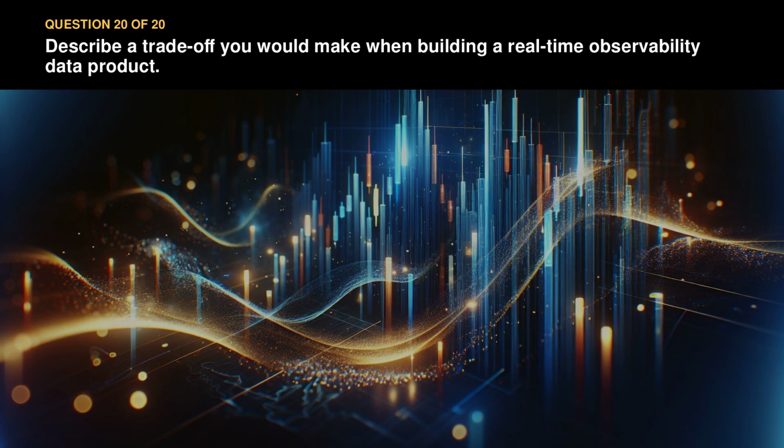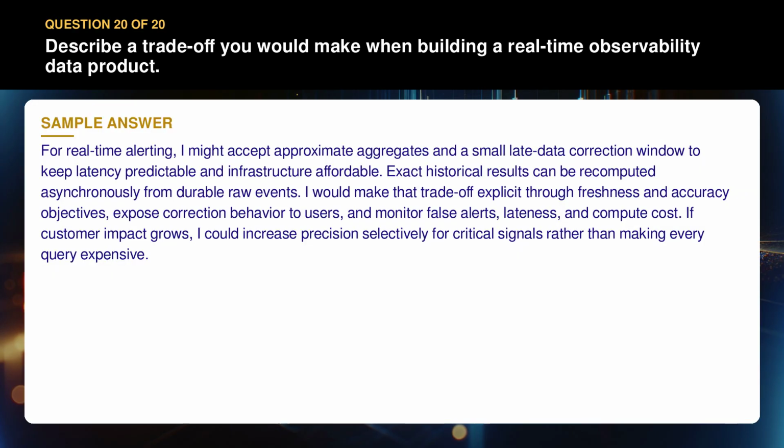Question 20. Describe a trade-off you would make when building a real-time observability data product. For real-time alerting, I might accept approximate aggregates and a small late data correction window to keep latency predictable and infrastructure affordable. Exact historical results can be recomputed asynchronously from durable raw events. I would make that trade-off explicit through freshness and accuracy objectives, expose correction behavior to users, and monitor false alerts, lateness, and compute cost.